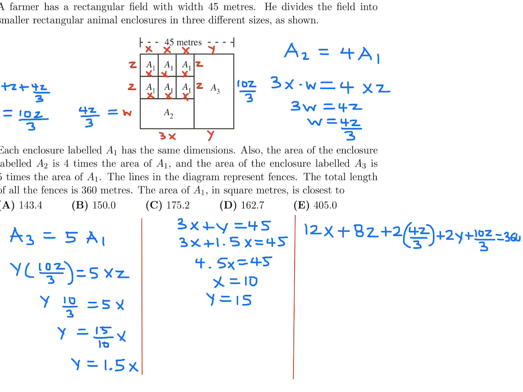Okay, so I think I can figure this out. Let's just do this basic algebra. Well, we can substitute in these guys. That will be very helpful for us. So that will be 12 times 10, which is 120.